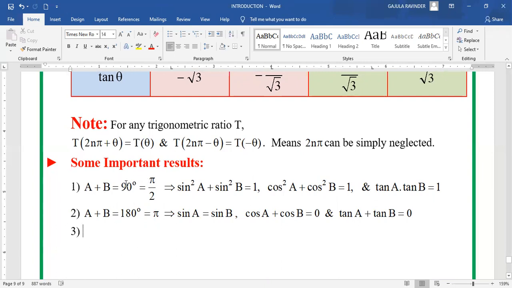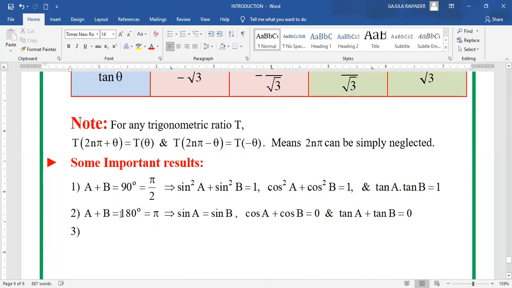But here, when a plus b is 90 degrees or pi by 2 radians, you can take sine square a plus sine square b is 1. Why? Because b can be taken as 90 minus a. Then sine of 90 minus a is cos a, so sine square b becomes cos square a, so sine square a plus cos square a is 1. So when a plus b is 90 degrees or pi by 2 radians, sine square a plus sine square b is 1. Cos square a plus cos square b is also 1. And tan a into tan b, this is not tan a plus tan b, no, this is tan a into tan b, is 1, my dear friends.